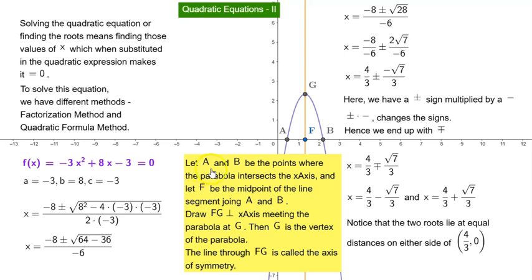So let A and B be the points where the parabola intersects the x-axis, and let F be the midpoint of the line segment joining A and B. We have drawn FG perpendicular to x-axis meeting the parabola at G. Then G is the vertex of the parabola. The line through FG, that is the orange line, is called the axis of symmetry. So that was solving quadratic equations.